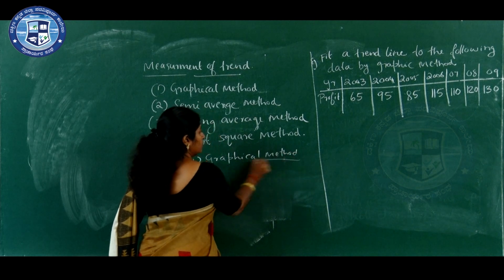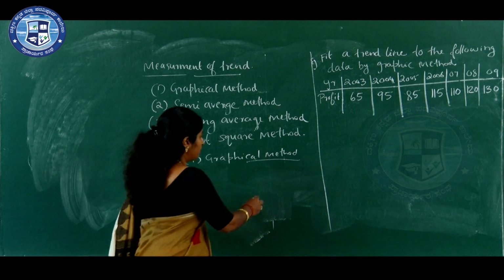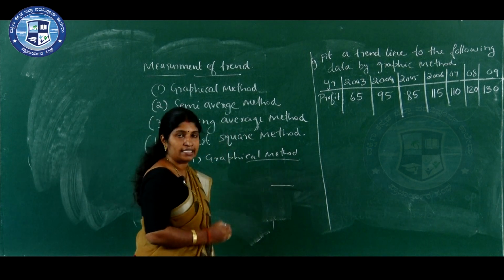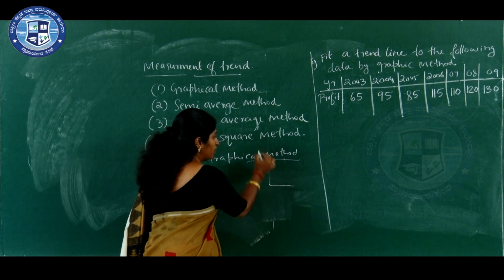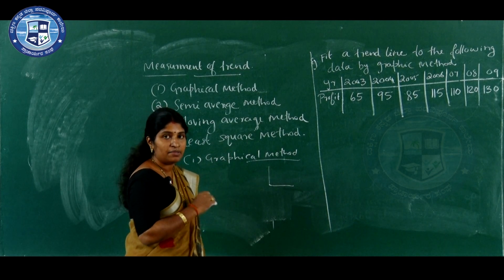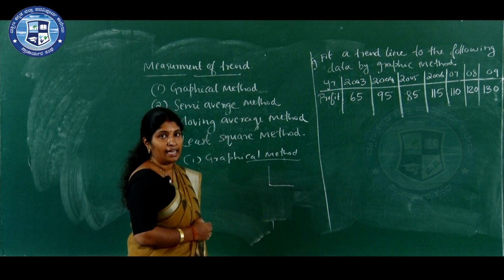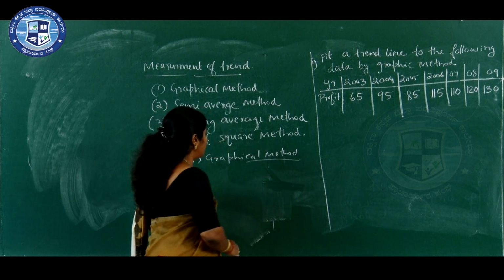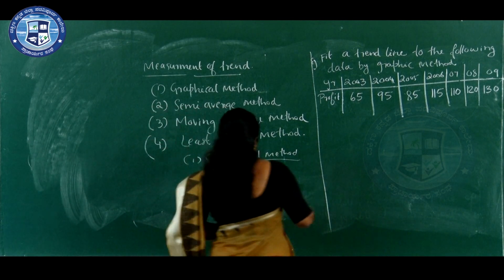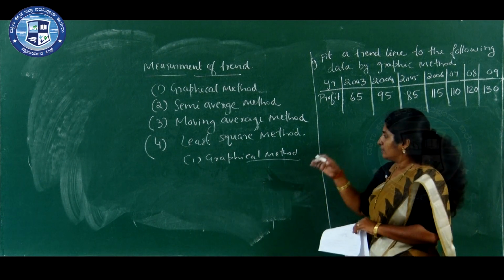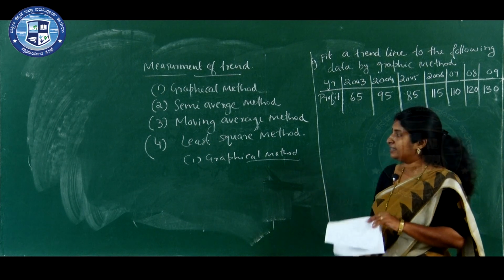This is the very simplest method to find the trend. Here times are taken along the horizontal axis and values are taken along the vertical axis. In this graphical method, data are plotted using the original data.